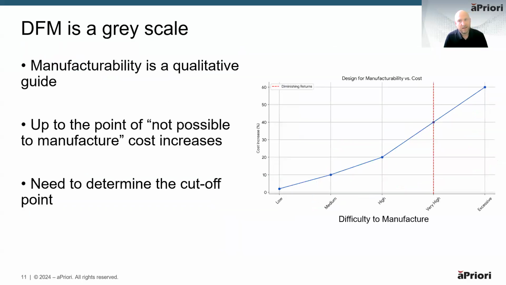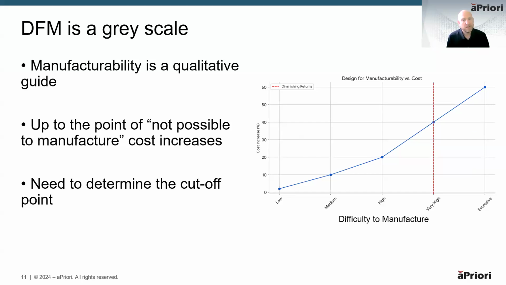On top of that, I like to think of DFM as a grey scale. It's a gradient. Manufacturability is really a qualitative guide. For a particular manufacturing process, the more complicated something is to manufacture, the higher the cost gets. And then there'll be a point where it just can't be manufactured by that process.